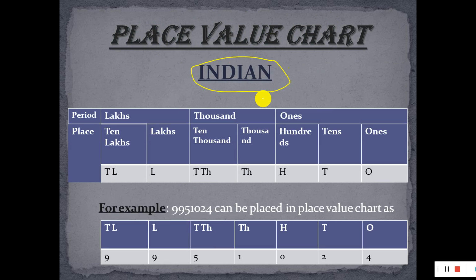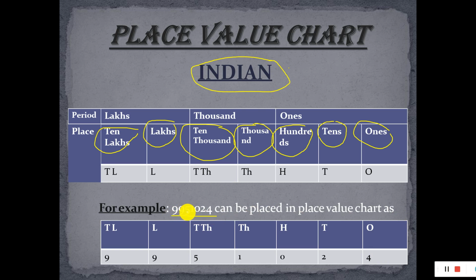In the Indian place value chart, we start from ones, tens, hundreds, thousands, 10,000s, lakhs, 10 lakhs, and so on. For example, let's take the value 9951,024. It can be placed in the place value chart as we start from ones. We start from right to left.